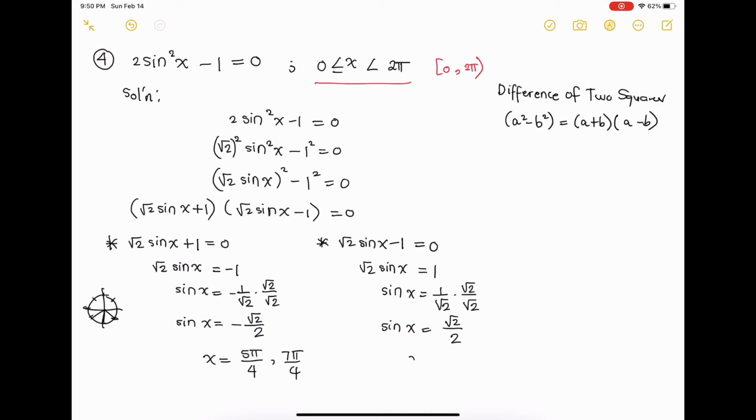Find an angle such that the sine is square root of 2 over 2. The angles are pi over 4 and 3 pi over 4. So we have 4 answers for this one. Take note, we did not cancel out any trigonometric expressions. So our final answer for number 4, the solutions are x equals, in ascending order, pi over 4, 3 pi over 4, 5 pi over 4, and 7 pi over 4.